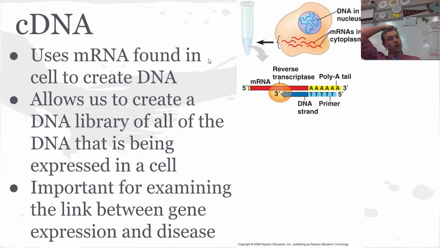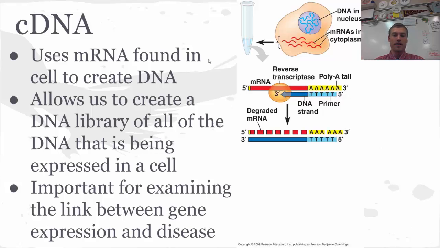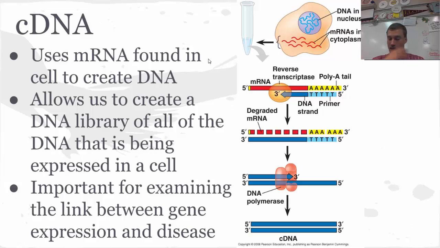Now, one of the really cool things that we can do if we want to do some genetic engineering is create cDNA libraries. cDNA is complementary DNA. What happens is that we isolate mRNA found in a cell. We then add some reverse transcriptase to it, which will create DNA, right? And now we have a brand new piece of DNA that is our cDNA.